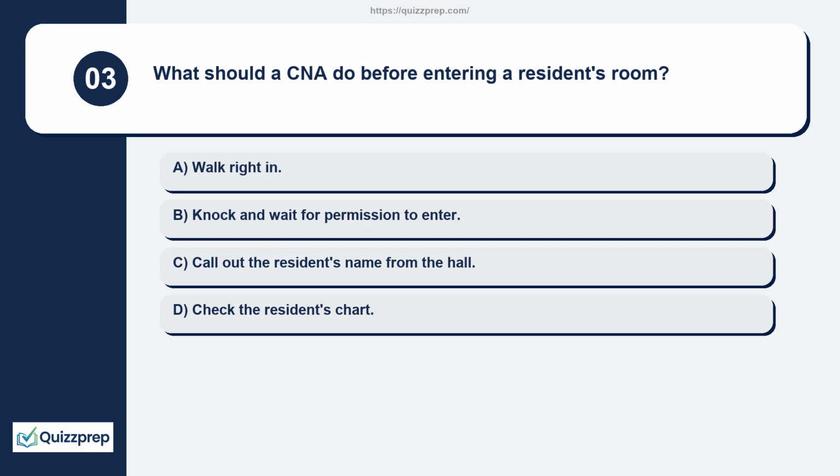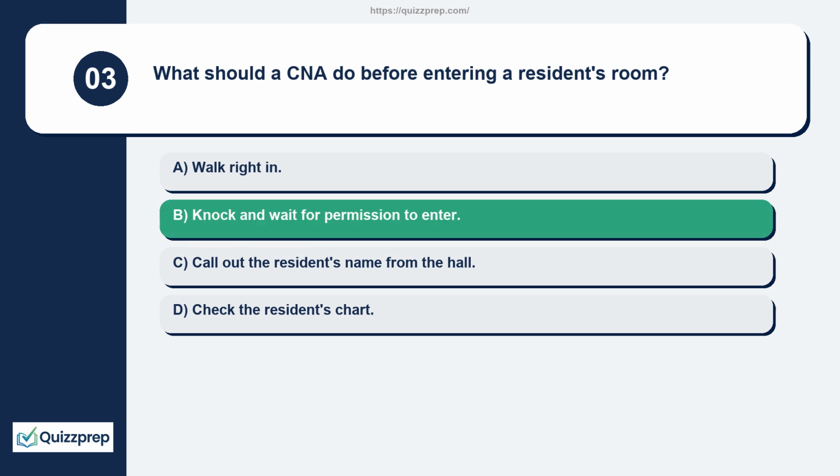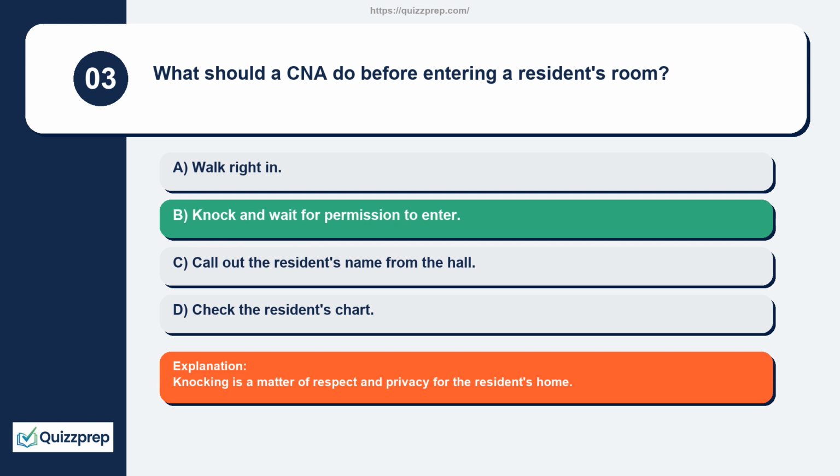Question 3. What should a CNA do before entering a resident's room? Walk right in, knock and wait for permission to enter, call out the resident's name from the hall, check the resident's chart. Knocking is a matter of respect and privacy for the resident's home.